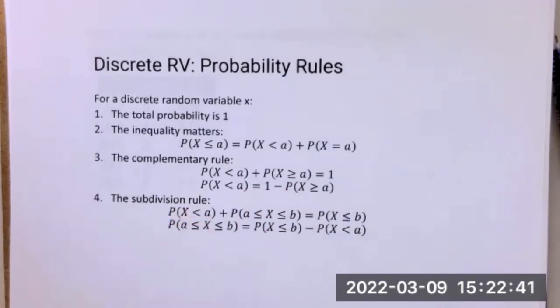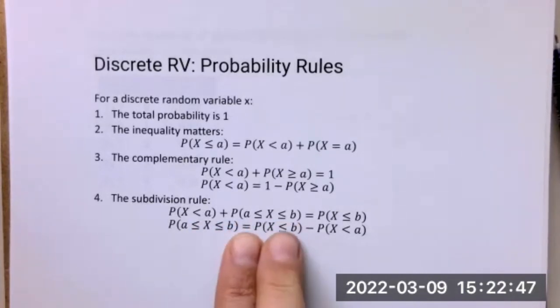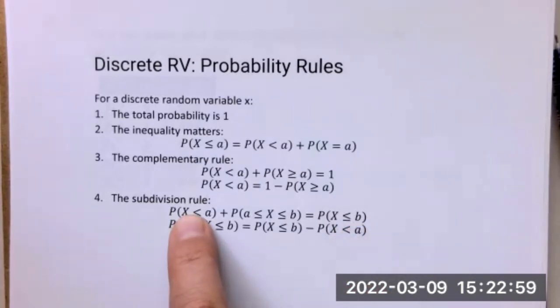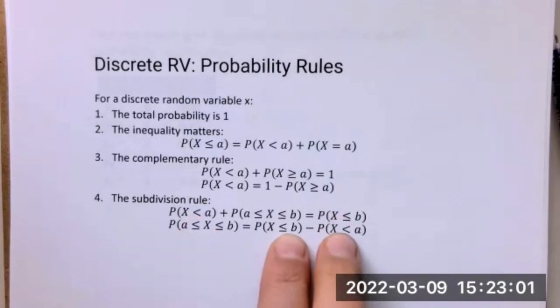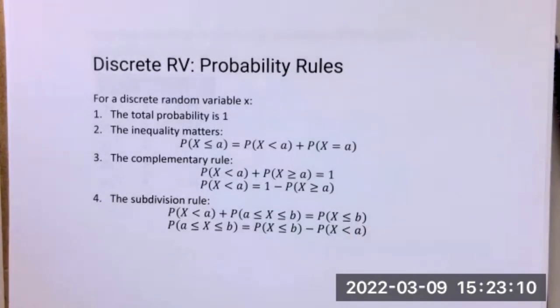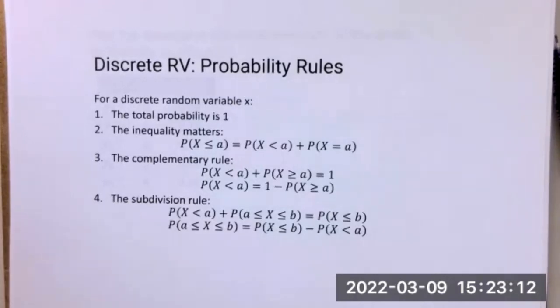And the subdivision rule: the probability that x is less than a plus the probability that x is between a and b, including the endpoints, is going to result in the probability that x is less than or equal to b. Again, if we subtract this on both sides, we're going to come up with this rule. So those are the discrete probability rules. Next, we're going to talk about the mean, variance, and standard deviation of a probability distribution.